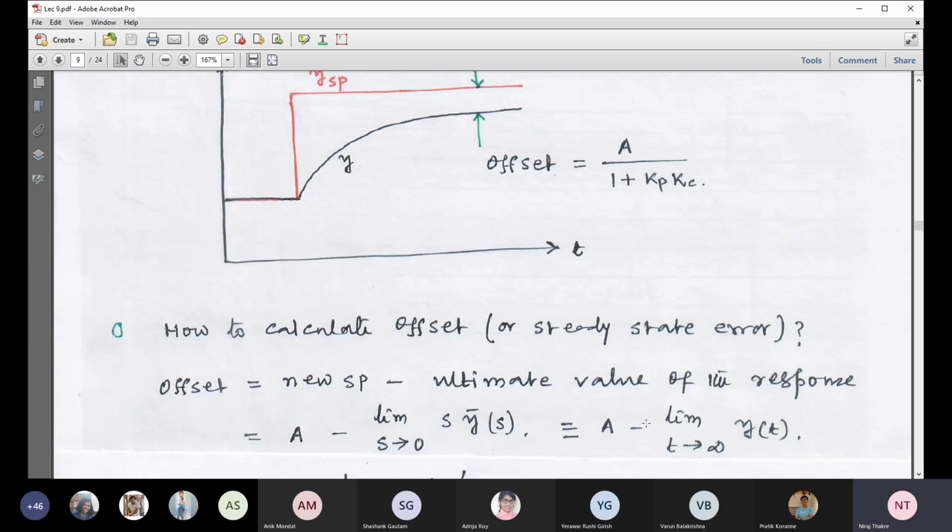You note down the expression or formula we use to calculate offset. It is basically new set point minus ultimate value of the response, as shown here. The ultimate value of the response, as we discussed, we calculate by the application of final value theorem.